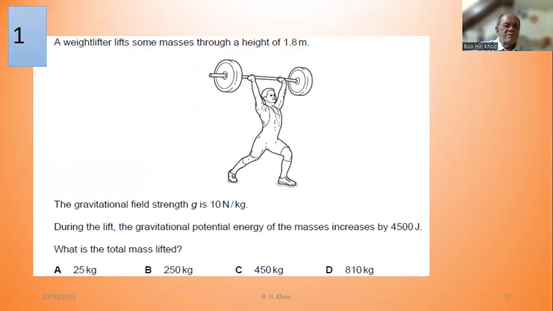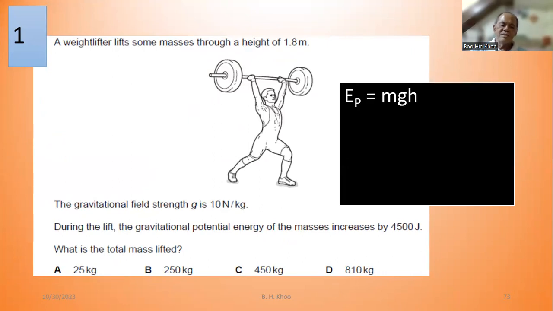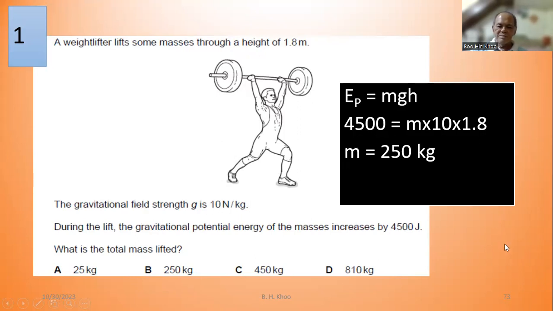A weightlifter lifts some masses through a height of 1.8 meters. The gravitational field strength g is 10 newtons per kilogram. During the lift, the gravitational potential energy of the mass increases by 4,500 joules. What is the total mass lifted? Right? Go to the formula, mgh. So potential energy is given. Mass is what we want to find. g, we are told to use 10. h is 1.8. So it's 250 kilograms. Answer B.